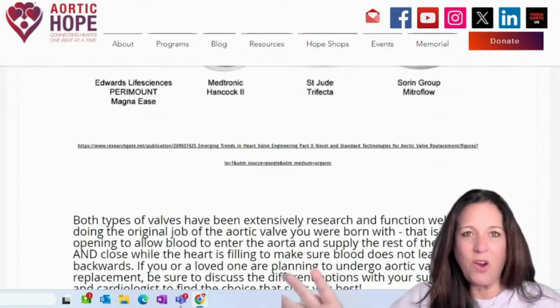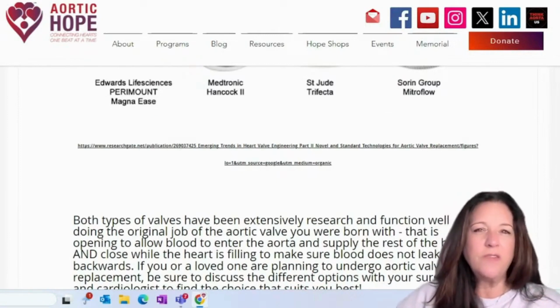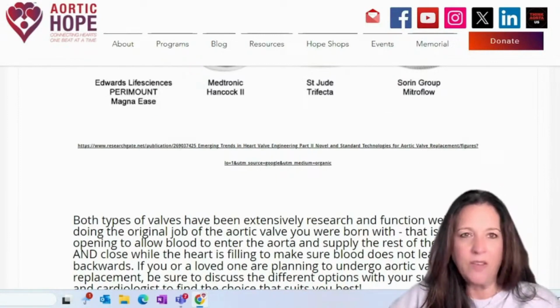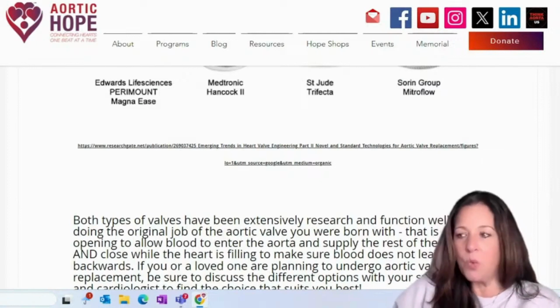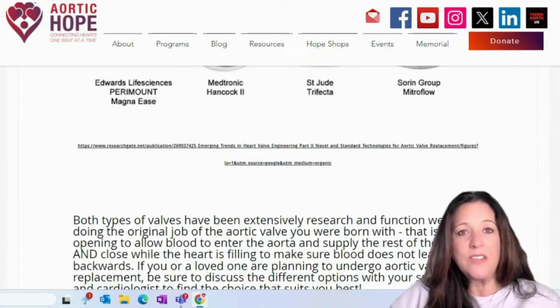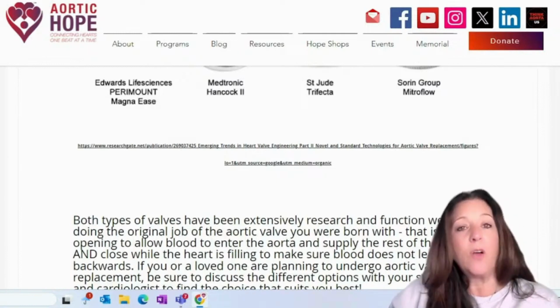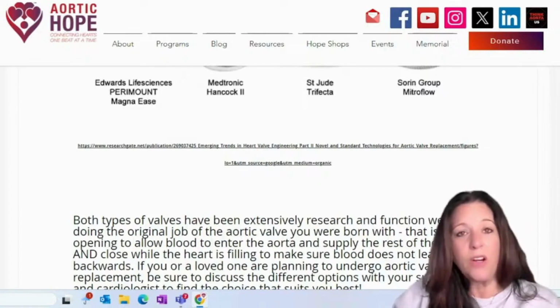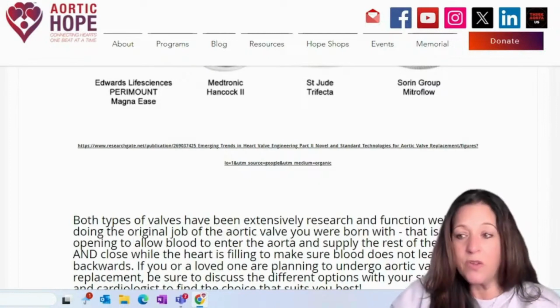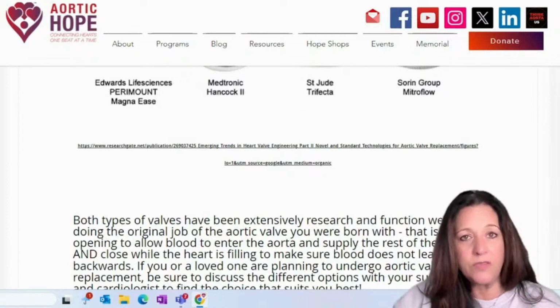Both types of valves, regardless, have been extensively researched, and they function very well doing the job of the aortic valve you were born with, and that is to open and allow the blood to flow, enter the aorta, and supply the rest of the body with that blood. But they also need to close while the heart is filling, to make sure the blood doesn't leak backwards. So there's a whole open to send the blood on, and a whole close to allow the heart to fill.